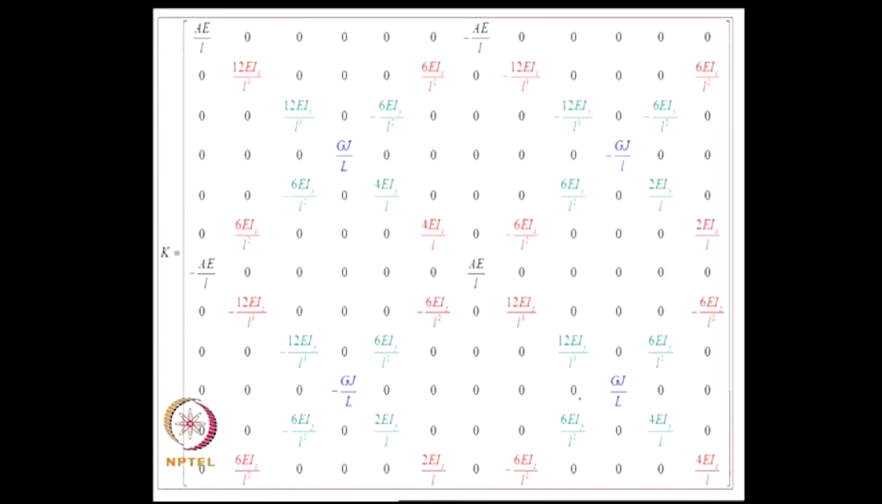If you write the elastic stiffness matrix, we have seen this matrix earlier, this is the elastic stiffness matrix. So, AE by L, minus AE by L, minus AE by L, AE by L are here, and similarly you can identify the other elements for bending in the xy plane, xz plane, and also twisting about theta x. This is the story as far as elastic stiffness is concerned.